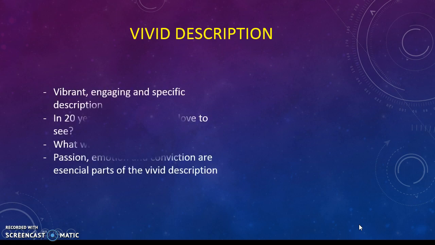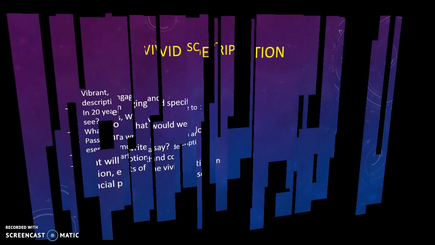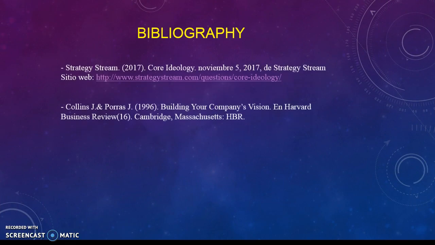Vivid description: a vibrant and specific description, in 20 years, of what we would love to see. What will a writer say? Passion, emotion, and conviction are essential parts of the vivid description. The bibliography.